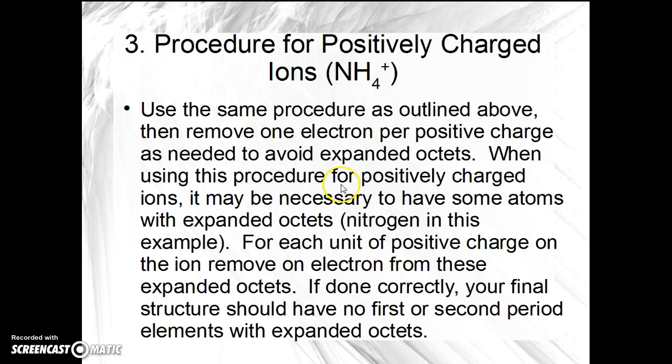When we use this procedure for positively charged ions, it may be necessary to have some atoms with expanded octets. For instance, here, nitrogen will have an expanded octet. For each unit of positive charge on the ion, you're going to remove an electron from the expanded octet. If you do this correctly, the final structure will have no first or second period elements with expanded octets. Why do you want that? Well, think about it. There are 3d electron orbitals, but there are no d orbitals on the first or second energy levels.